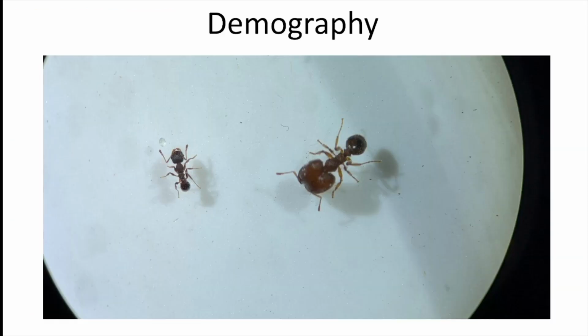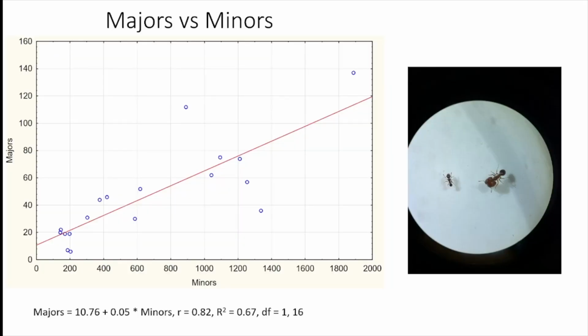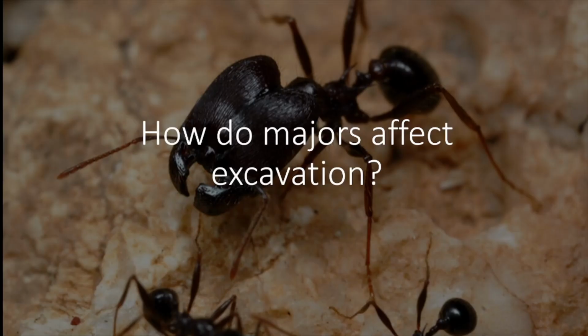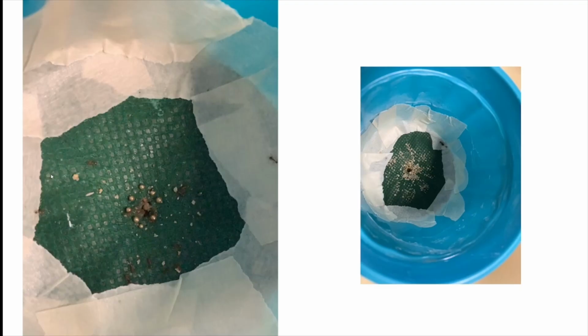As the digs were performed, I was able to gather rich demographic information due to the fact that there are two worker types in this species. I was able to characterize the ratio of major workers to minor workers, and on average a colony will have anywhere from 8 to 12 minor workers per major worker. And so what does this mean for nest architecture? Does the presence of majors impact how the colony digs?